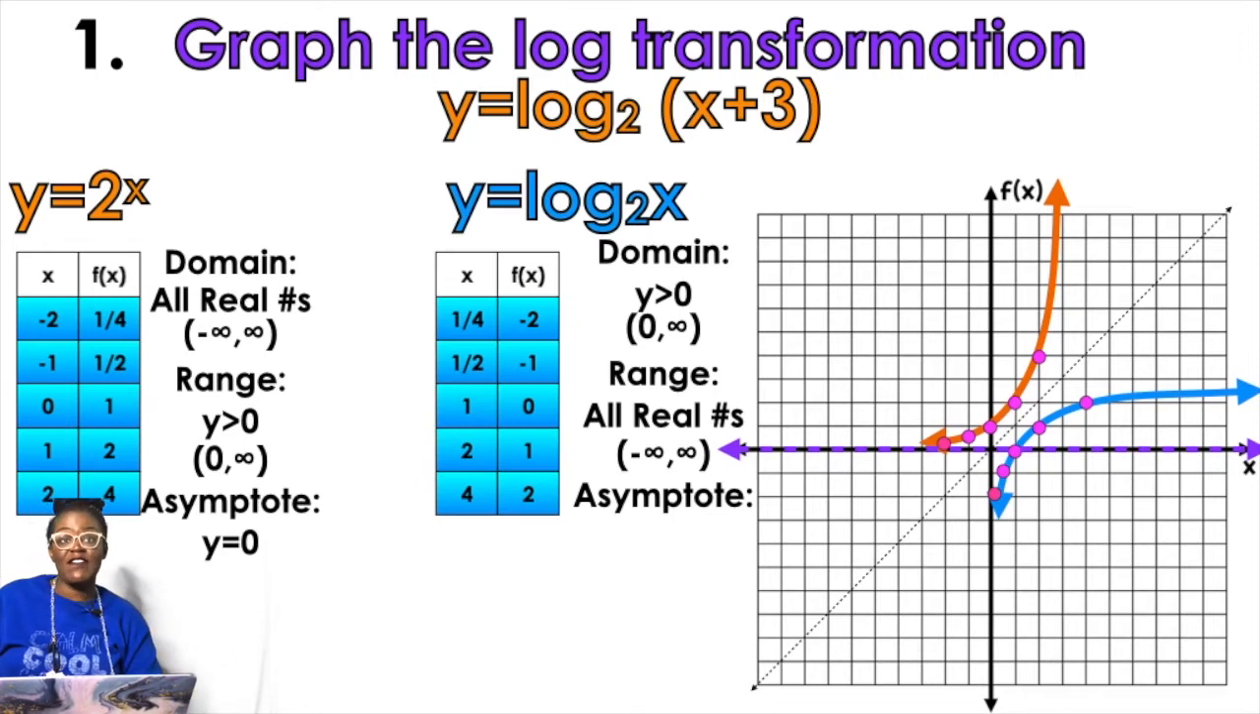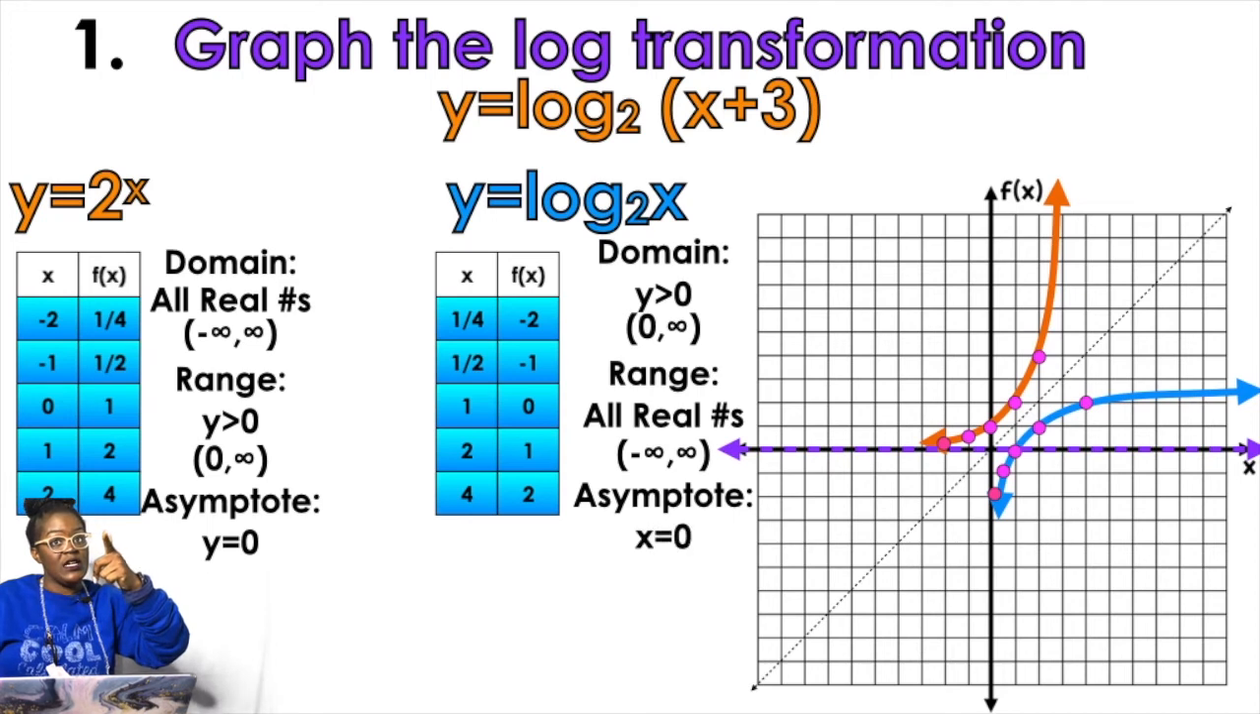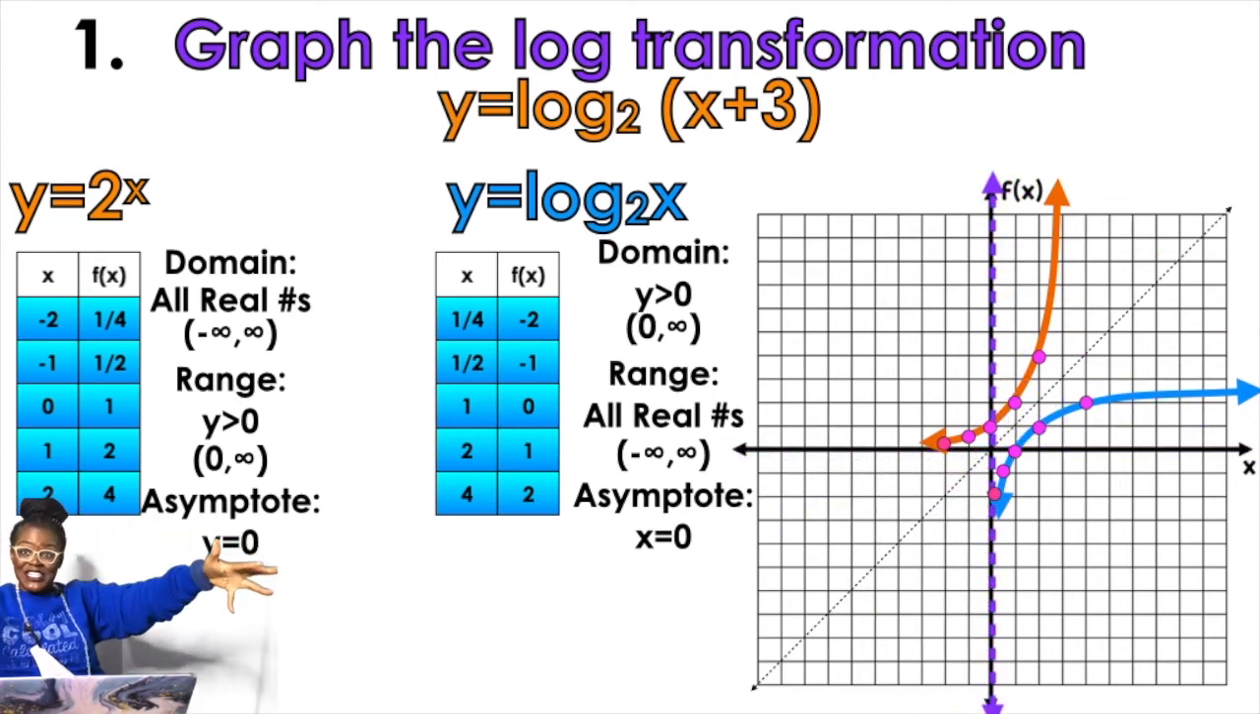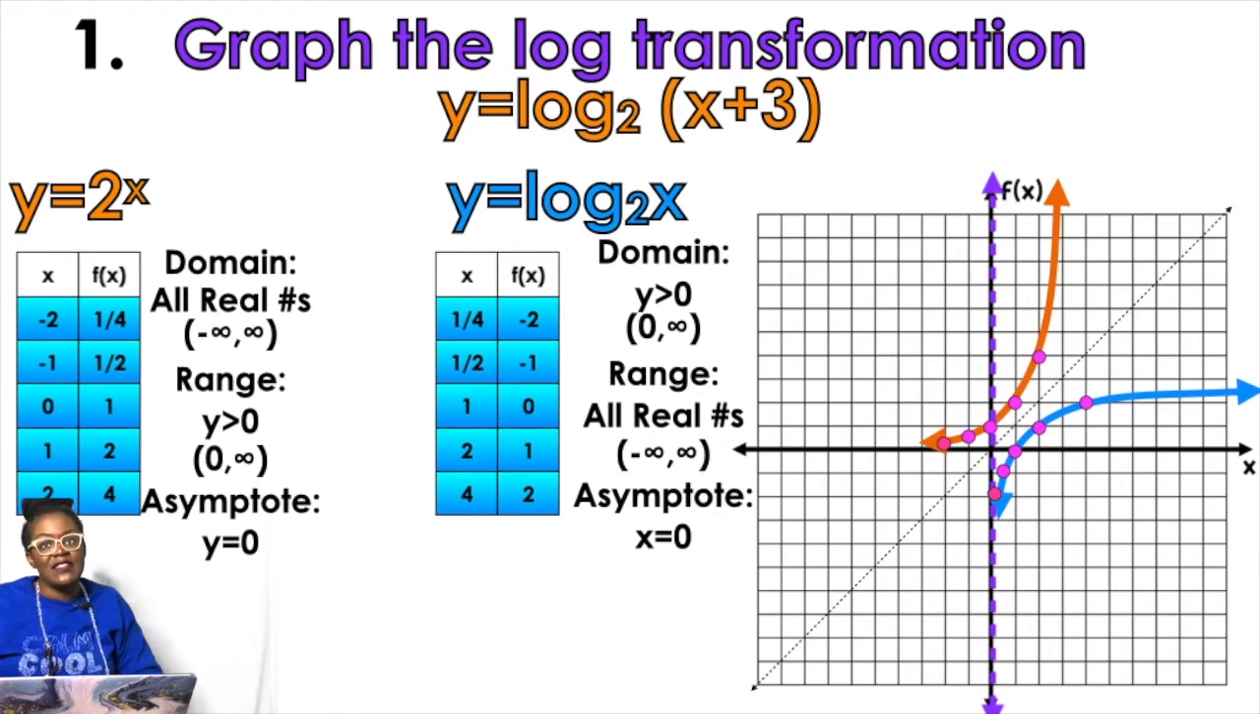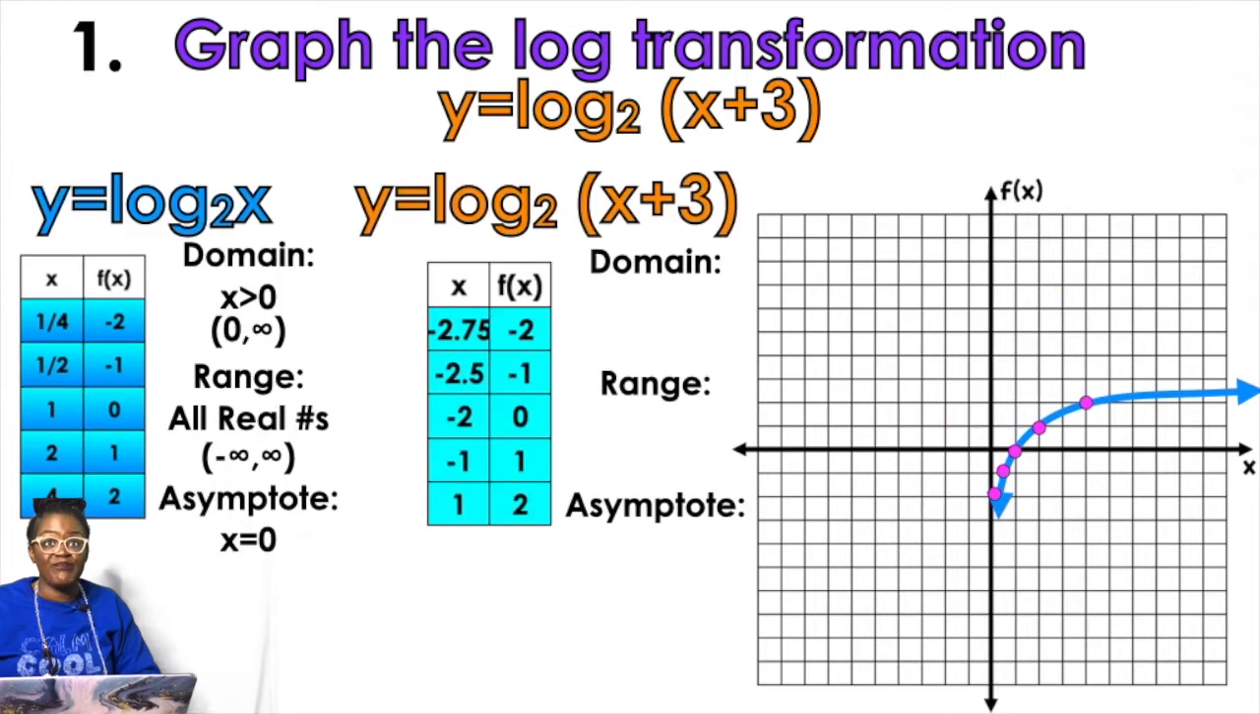So what's going to happen to the asymptote? That's what we've got to figure out. What do we think is going to happen to the asymptote? The asymptote should also switch. So peep game right here. It's going to be x equals 0 because it's going to be a vertical line now, not a horizontal line. Switch, did you see that smooth transition? That was so good. We're not done, unfortunately, because we were not asked to graph y equals log base 2 of x. We were asked to graph the transformation of log base 2, x plus 3.